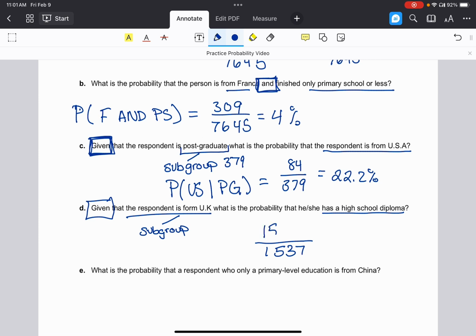And so we actually have 1,505 is the probability that they have a high school diploma given they're from the UK. And that's 97.9% likelihood of finding someone.